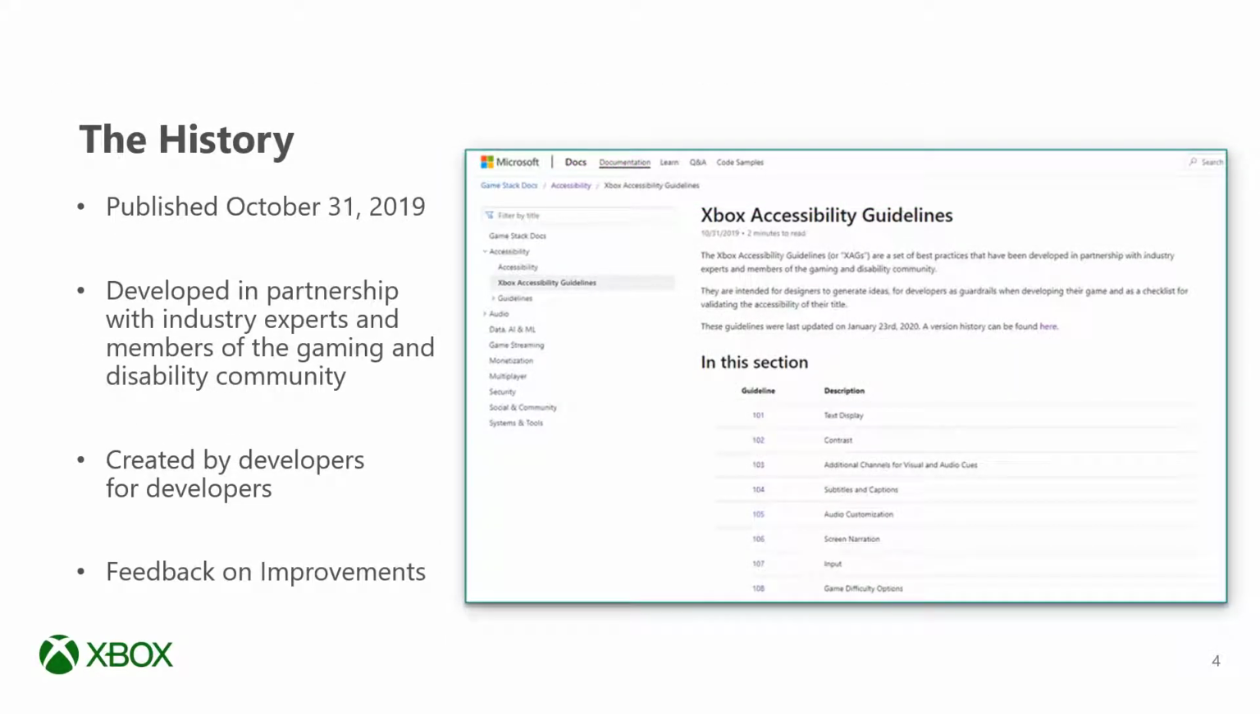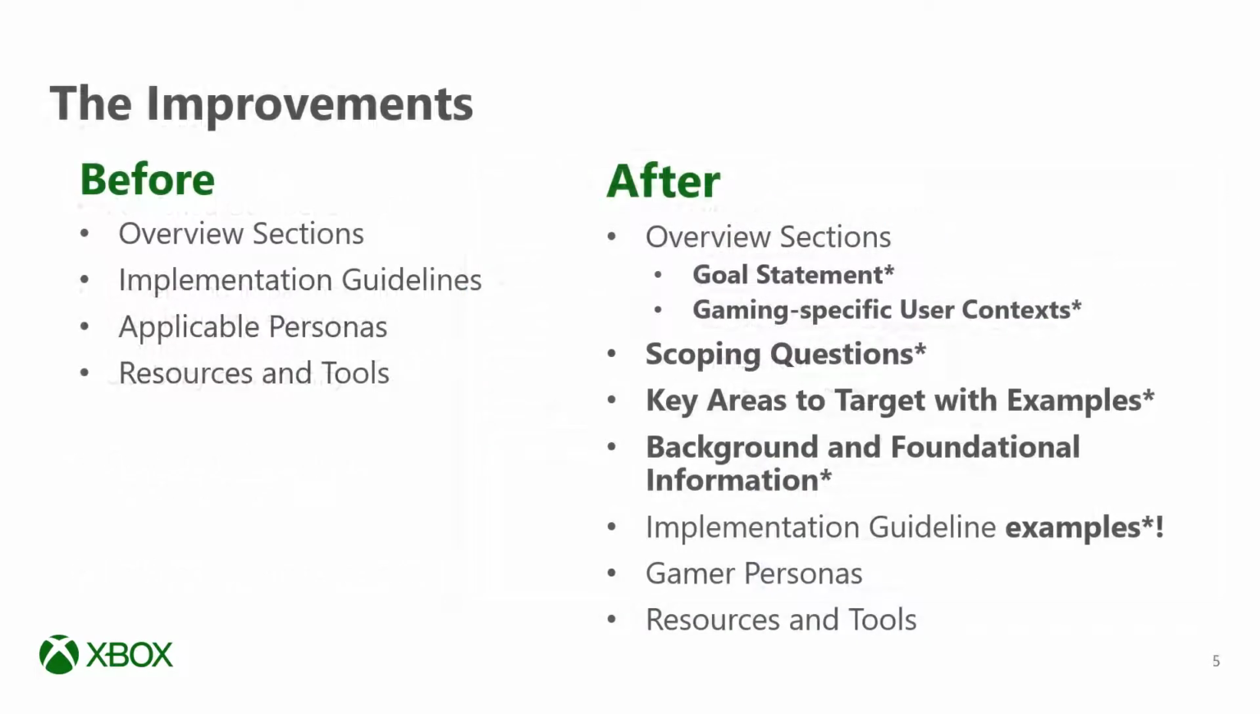So a little history background on the XAGs. They were originally published in October of 2019, and they were developed in partnership with industry experts and members of the gaming and disability community. And they were essentially created by developers for developers. And of course, as our industry continues to grow and expand, we received a lot of really great and valuable feedback over the past 2 years, which we really took to heart and channeled into the V2 improvements that were made to the XAGs.